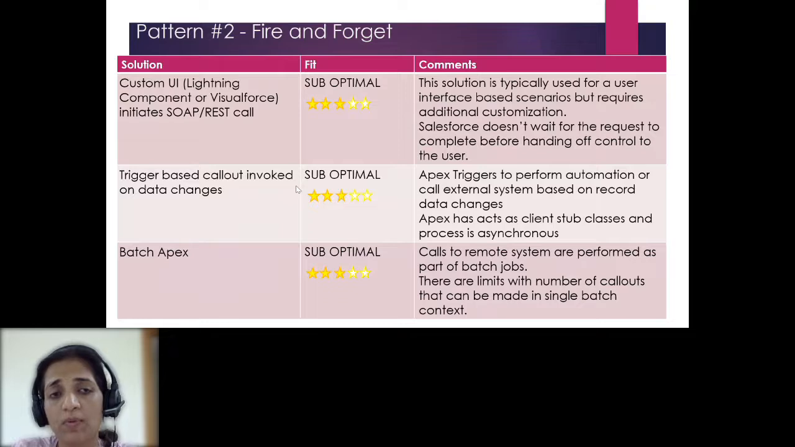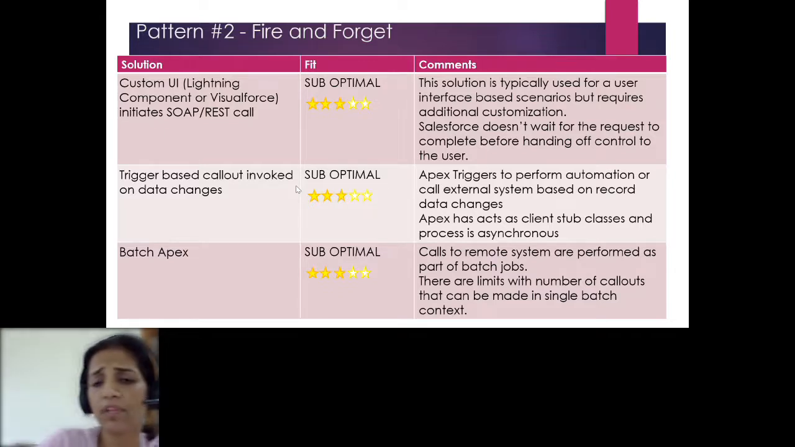The other, again suboptimal, way is to look at a trigger which can invoke certain data changes on your other side. Again, trigger becomes suboptimal because you have to do your customization here. You will have to write Apex code to be able to do that. Apex here would act as the stub class for the API that was provided by the other system. You will have the stub classes created here. You will use that API and make that callout. However, you're not waiting for the response. Again, the other suboptimal is batch process. It's suboptimal because again you have to write that code. All that customization is needed to be able to achieve this.